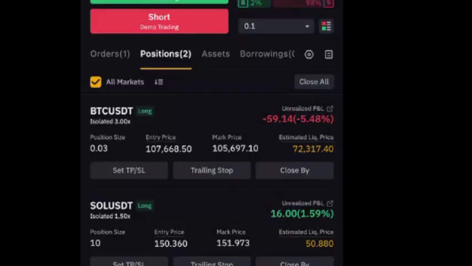And now let's say you enter Bitcoin at my entry price here, 107,668. That's the price you purchase Bitcoin. That was your first purchase. Now let's say Bitcoin drops to 100,000.